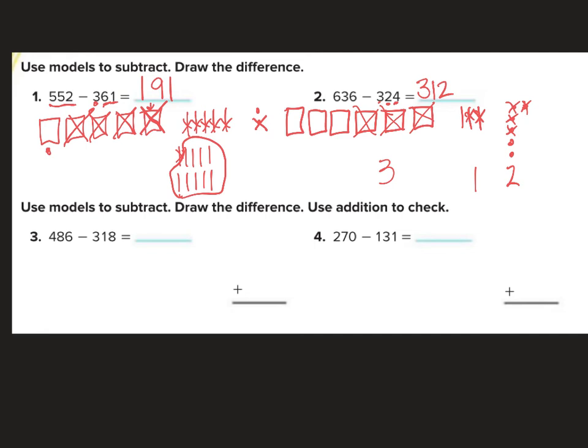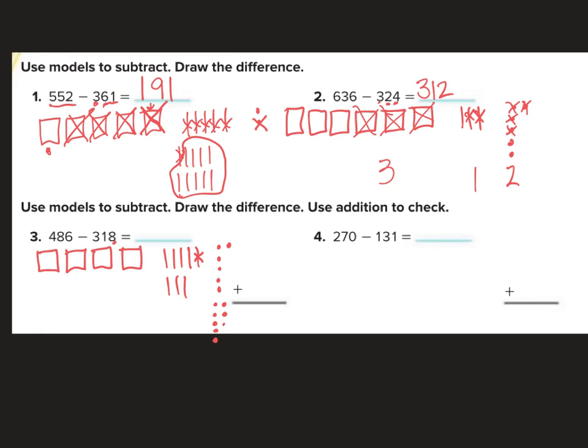Okay. 400. 1, 2, 3, 4, 80, and 6. I should probably keep it pretty uniform here. Let me switch that here. 1, 2, 3, 4, 5, 6. Okay, first step is I need to take away 8, but I only have 6. So I need to go to my friend the 10 and say, hey, can I trade 1 ten for 10 ones?